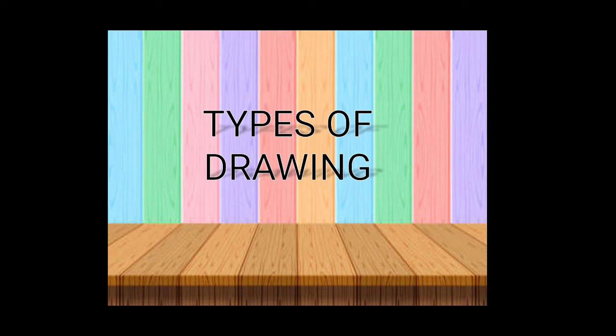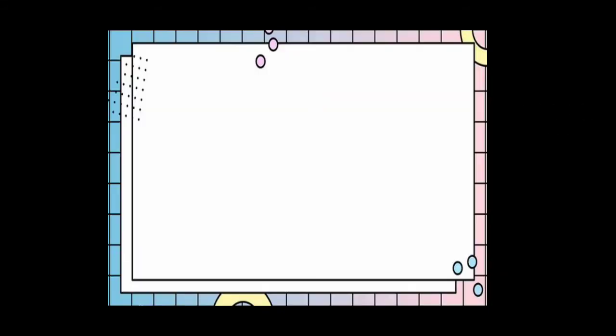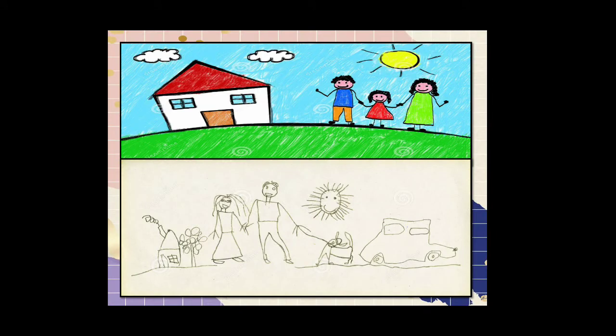So what are the types of drawings? First, a freehand drawing. So, what is a freehand drawing? Sketching is a natural instinct which involves muscle movement with a finger, pencil, pen, and or even stick. These are the examples that we usually see in nursery or kinder drawings.